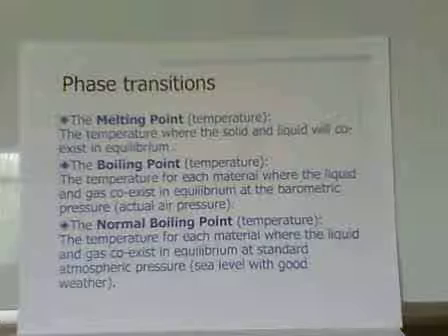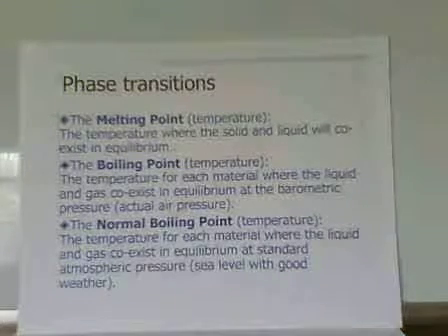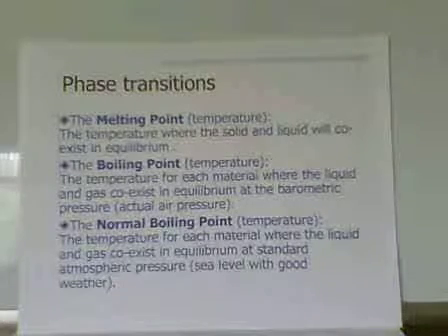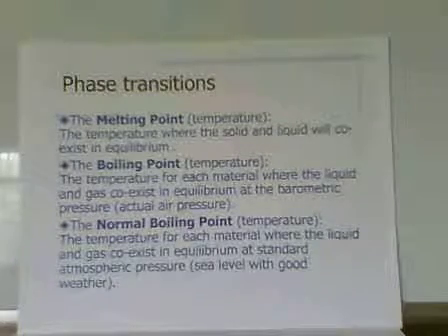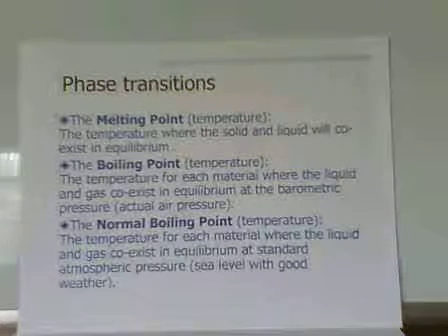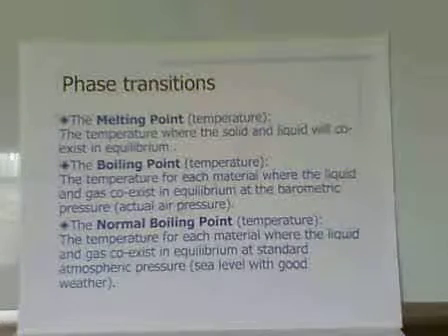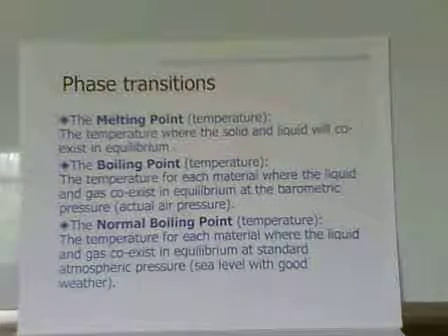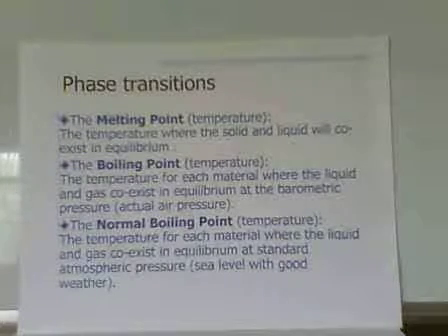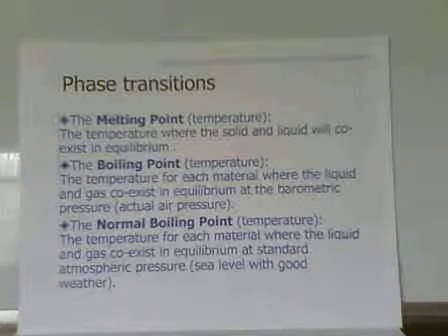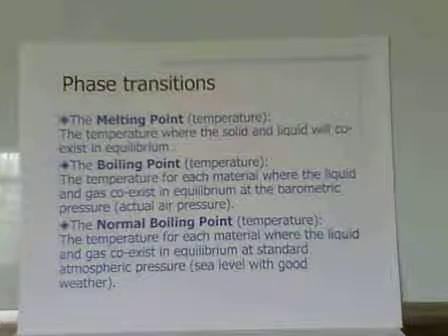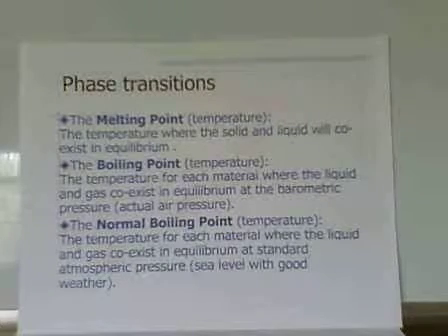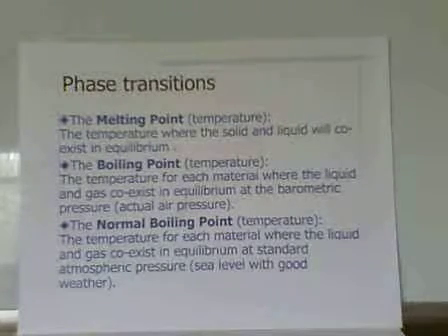The boiling point, the temperature at which a liquid will boil, has a strong pressure component and will vary tremendously with pressure. Since it varies with pressure, it varies with location. So the boiling point of water is lower in Denver than it is in Los Angeles. So often we talk about the normal boiling point. The normal boiling point is the temperature at which the liquid will boil at atmospheric pressure, which is at sea level with good weather.